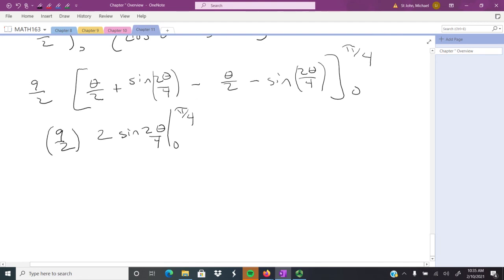And so this will end up being 9/2, 2, and so the 2, let's get rid of the 2. Let's simplify this a bit. After all, 9/2 times 2, well, that's just going to make this 9. So this is going to be 2 sine of 2 theta at pi over 4. That'll be pi over 2 when I do that.